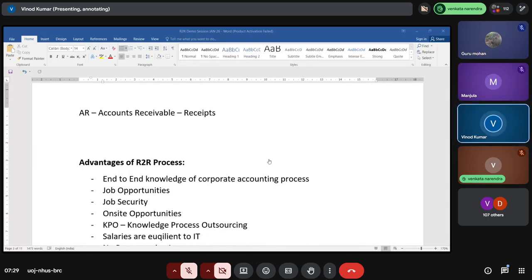So even a small or logical miss leads to inaccuracy in a company's financial reports, and due to that, they don't believe them. Finally, manual intervention is very important in this particular process. So that's the reason the job opportunities are more and the job security will be high.